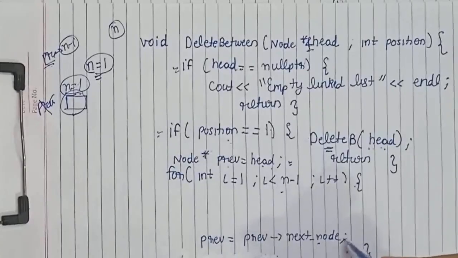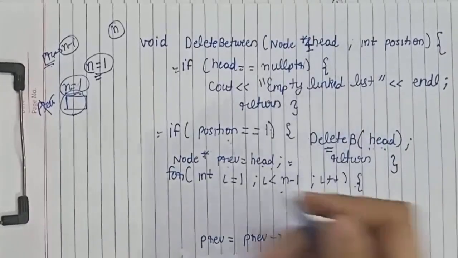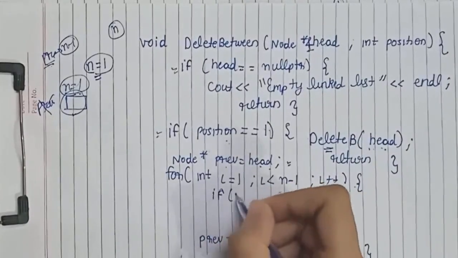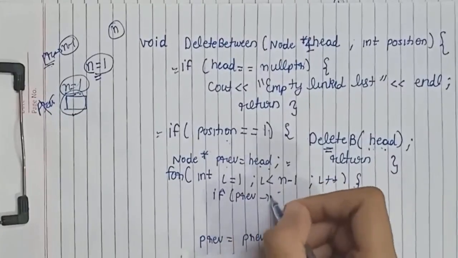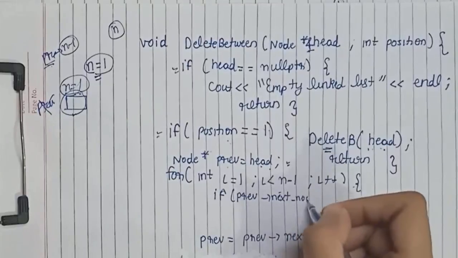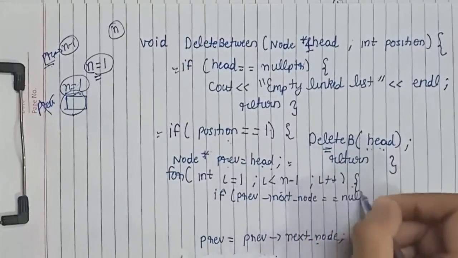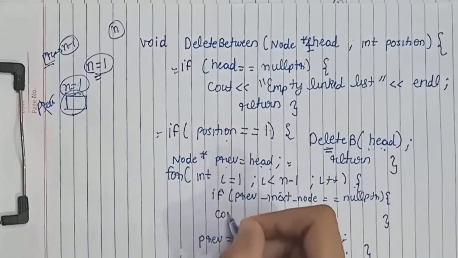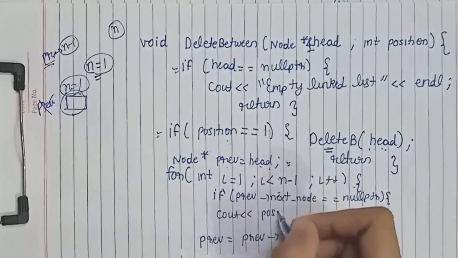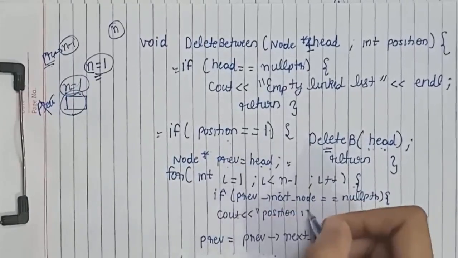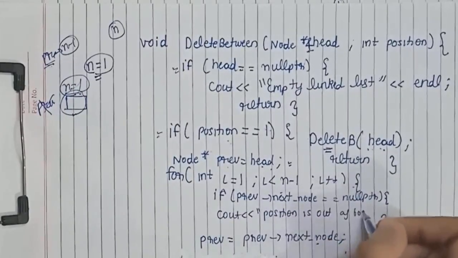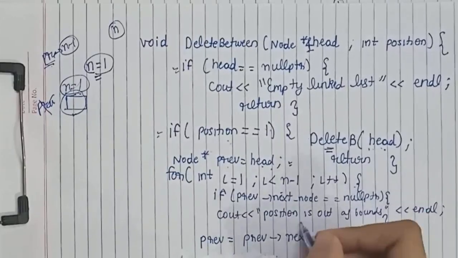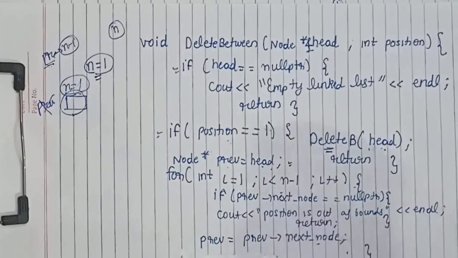So now here again I need to mention some other condition. Let me first write that condition, then I will explain it to you. If previous next node is equal to null pointer, then print that position is out of bounds, and return from this loop, return from this function.